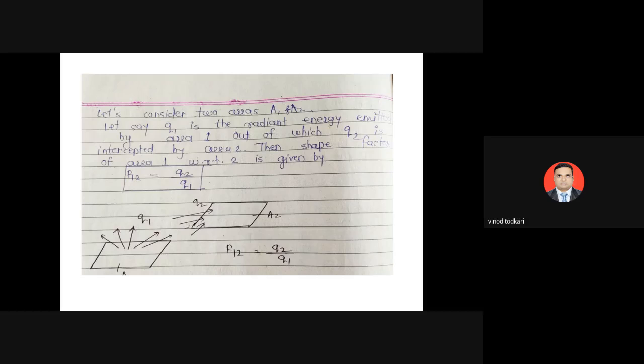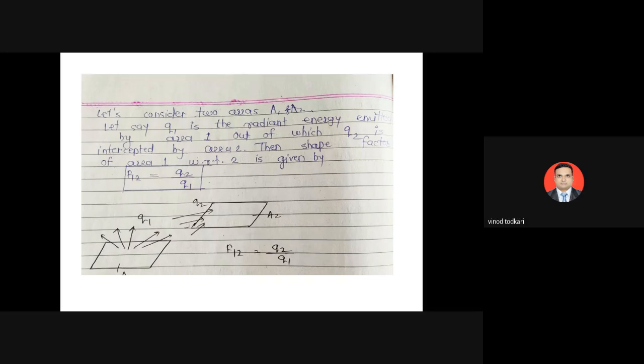Take a very simple example. Let's say that this surface is emitting 100 watts, out of which 40 watts is intercepted by the second. So what will be the shape factor of first with respect to second? Q2 is 40, Q1 is 100. So 40 upon 100, it will be 0.4. Is it clear to you? What is shape factor? It is defined as the fraction of energy emitted by one which is intercepted by the other. Let's say I am telling you 10 concepts, out of which you have listened to only 3. So your shape factor is 0.3, so 3 divided by 10.